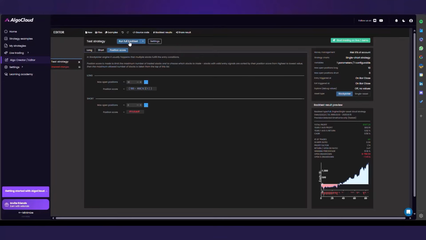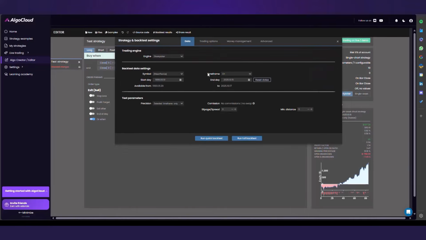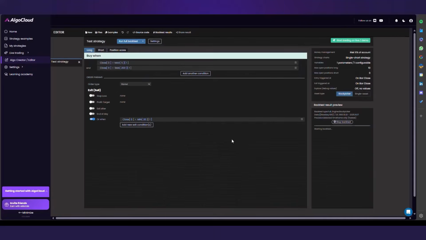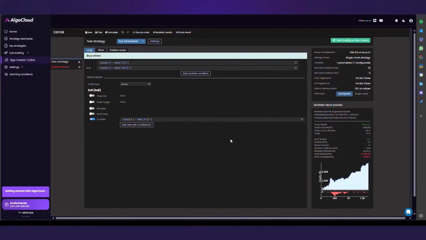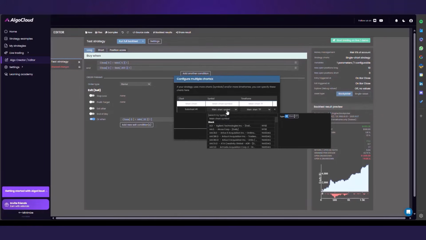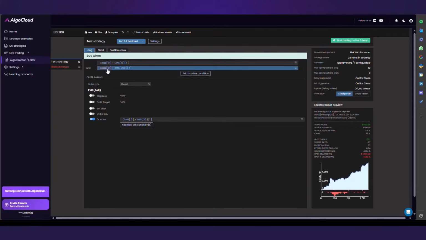Now set the market to Nasdaq 100 and run the backtest. The results look good. You can see a good curve, 1,700 trades. You can also try adding a condition so that the strategy only trades in an uptrend. How? Simply using the multiple charts configuration, you set the filter to ETF QQQ. And you will only take trades if QQQ is in an uptrend.